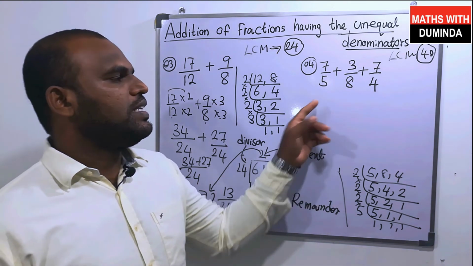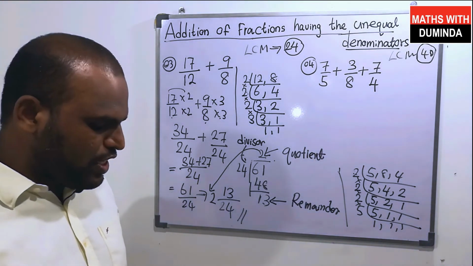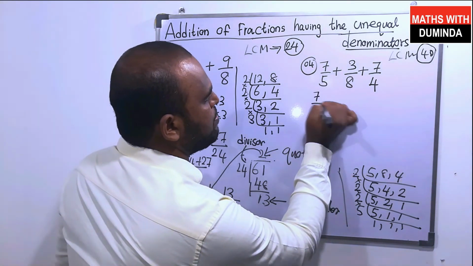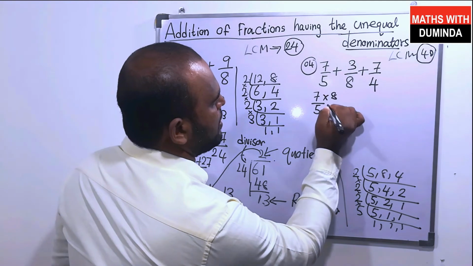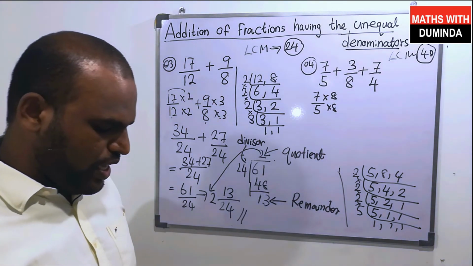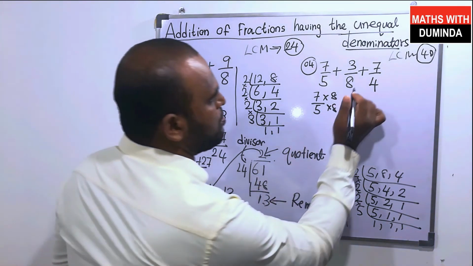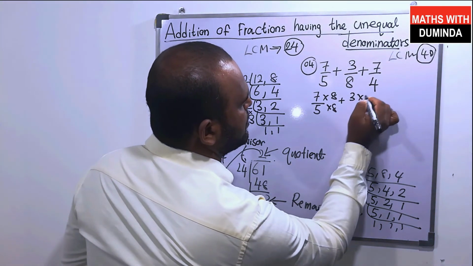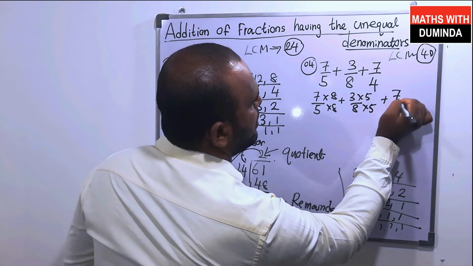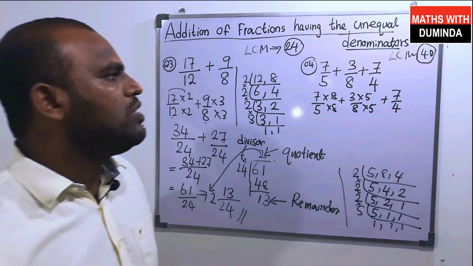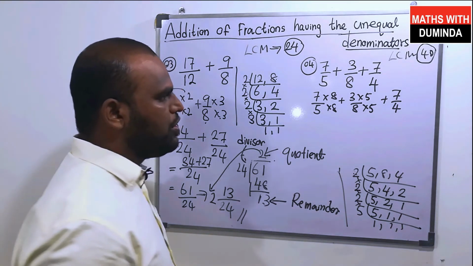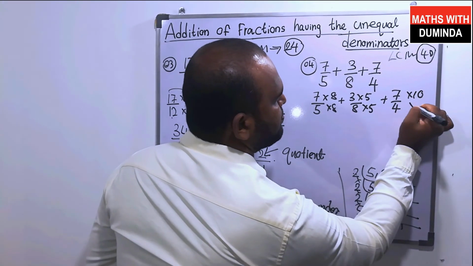Remember, to convert 5 into 40, you need to multiply by 8 both the numerator and the denominator. Let's multiply that. Multiply by 8. And to convert 8 into 40, you need to multiply by 5 both the numerator and the denominator. Then 3 multiplied by 5 and 8 also multiplied by 5. And the final one, 7 out of 4. To convert 4 into 40, you need to multiply by 10 both the numerator and the denominator.